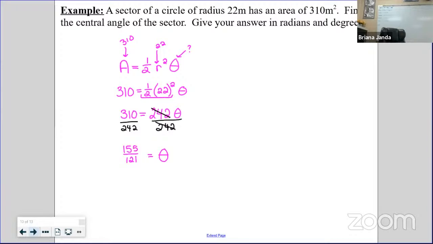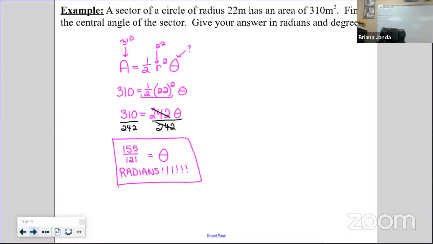And now my label. 155 over 121 radians, right? That is our answer in radians. So I had space over here that asked for my answer in radians. I would write 155 over 121. Stop, right? That's all there is to that answer. That is your first answer. That is theta in radians.